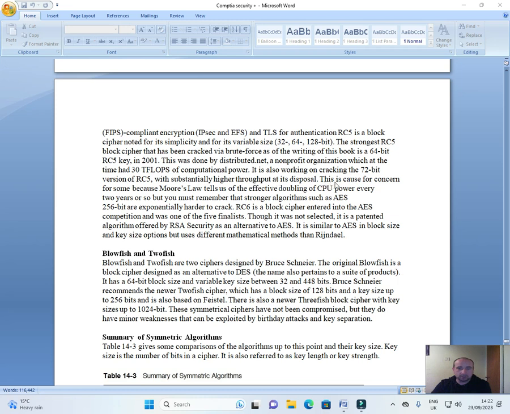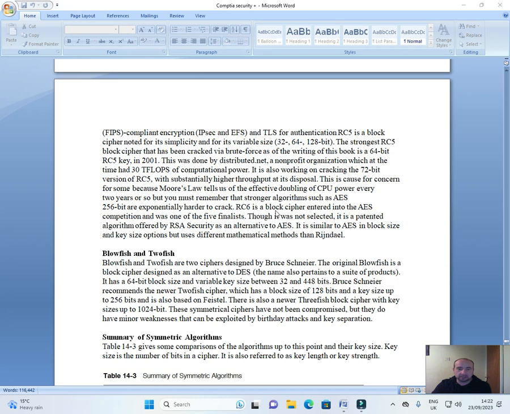its disposal. This is a cause for concern for some because Moore's law tells us of the effective doubling of CPU power every 2 years or so, but you must remember that stronger algorithms such as AES 256-bit are exceptionally hard to crack.